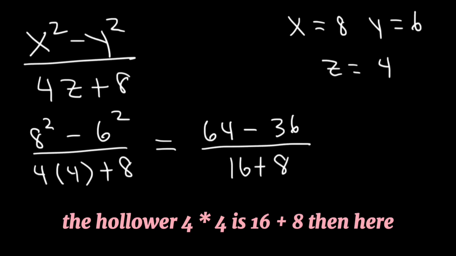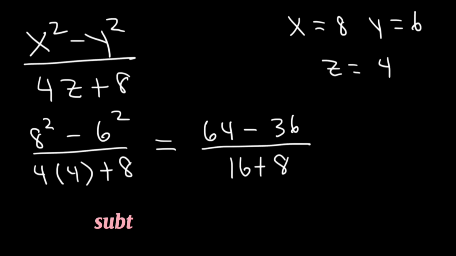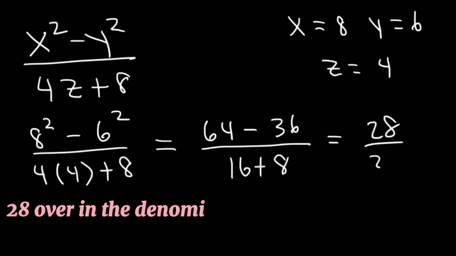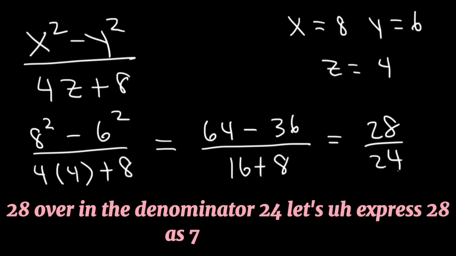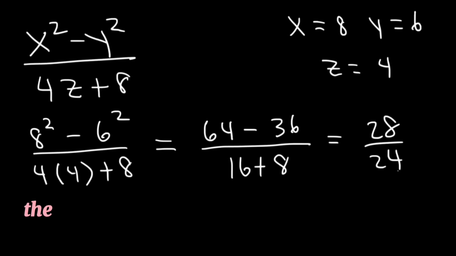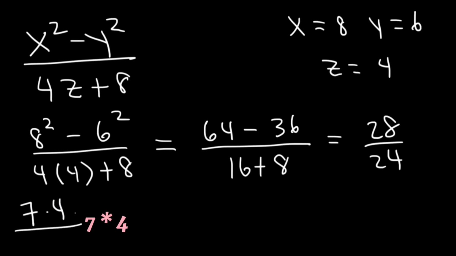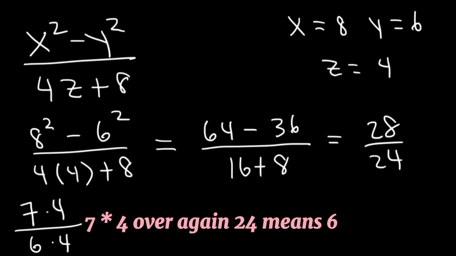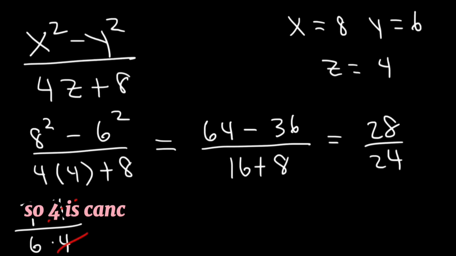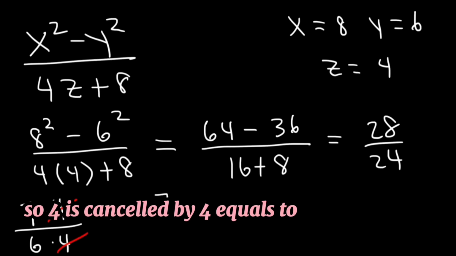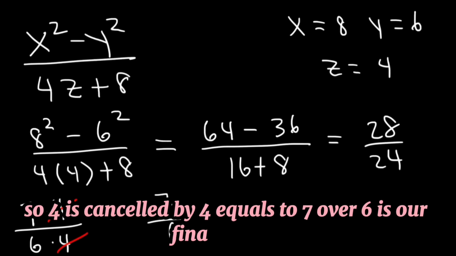Then here, subtraction on the numerator gives 28, over in the denominator 24. Let's express 28 as 7 times 4. The numerator 28 is written, for the sake of simplifying, as 7 times 4 over, again 24 means 6 times 4, so 4 is cancelled by 4, equals 7 over 6, which is our final answer.